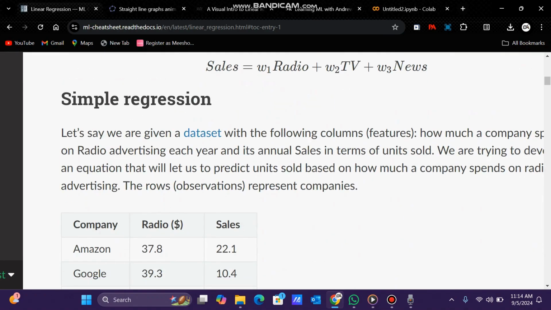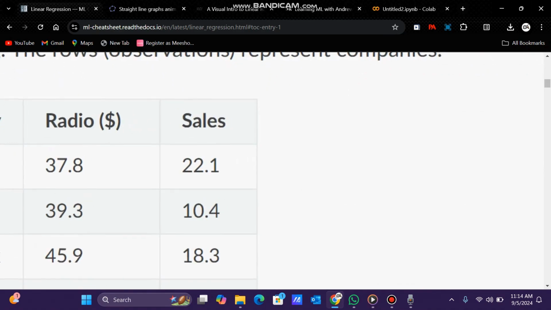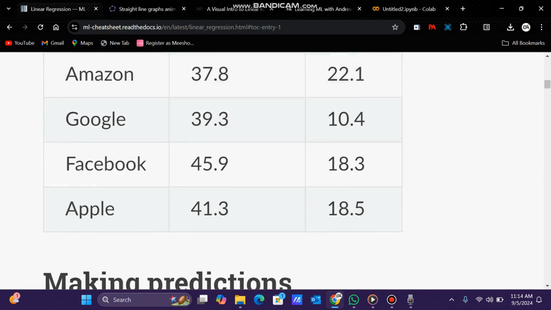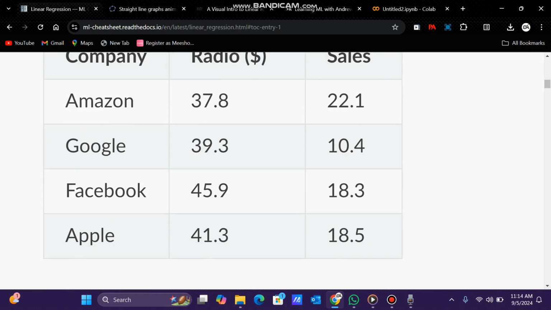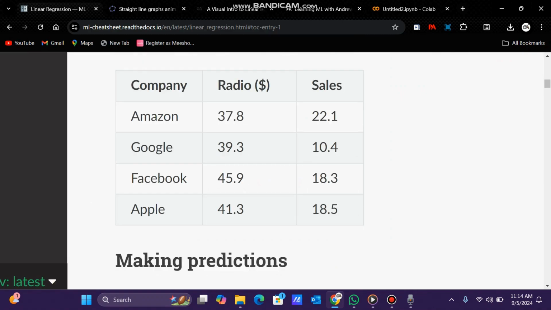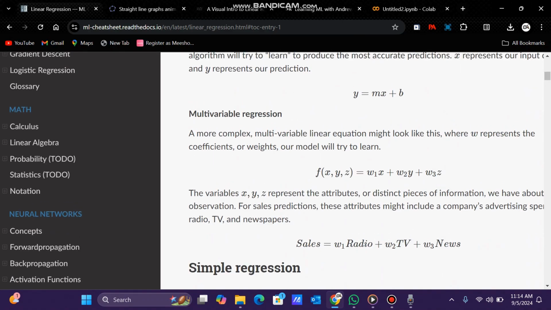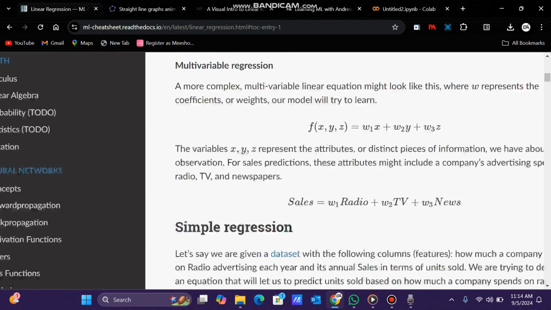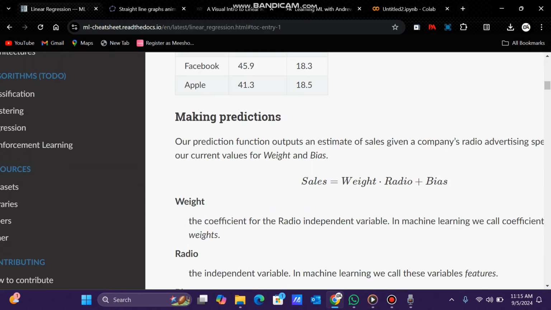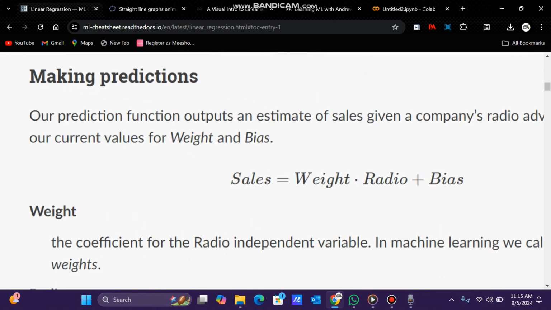So here is a simple example of company radio sales. There's a list of company names, radios, and what we have to predict is sales. So make a prediction. You saw this equation y equals mx plus c, and this is again a similar equation. You might not be able to recognize it, but sales here is the y, weight is the m, and the constant is the bias. So what is weight? What is bias?